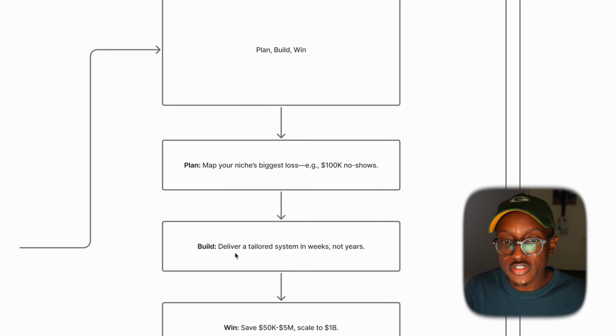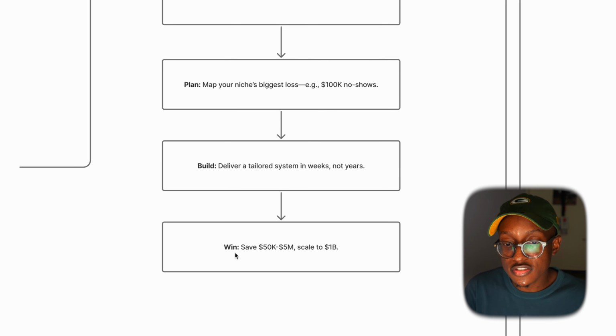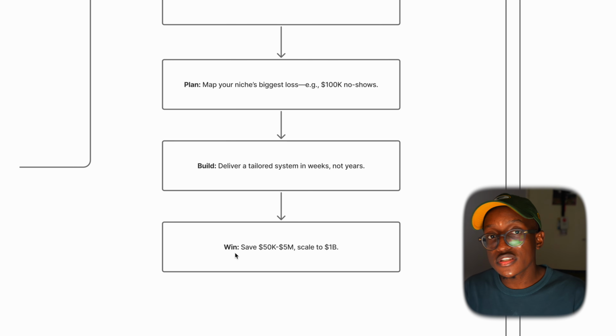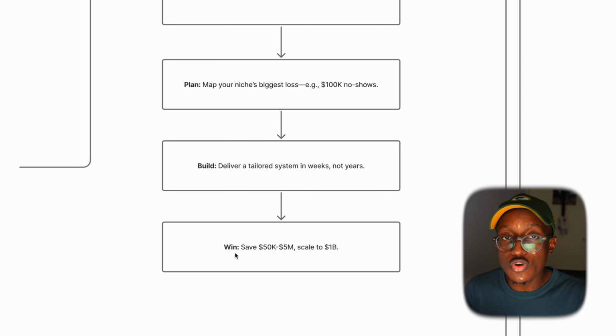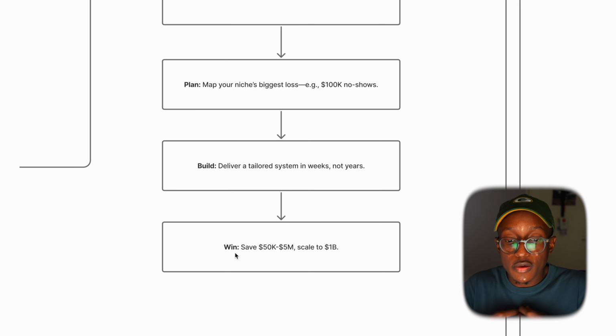execution game plan, which is plan, build, and win, which we then plan by mapping out your niche's biggest loss. Example, if you're a periodontist or you're in the medical space, $100,000 worth of no-shows, and then we build a tailored system in weeks and not years, because this system needs to be able to run for you as soon as possible. And then our win for this would be save 50K to 5 million and scale to a billion.